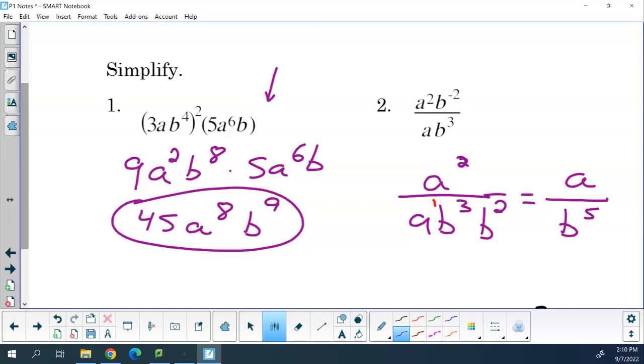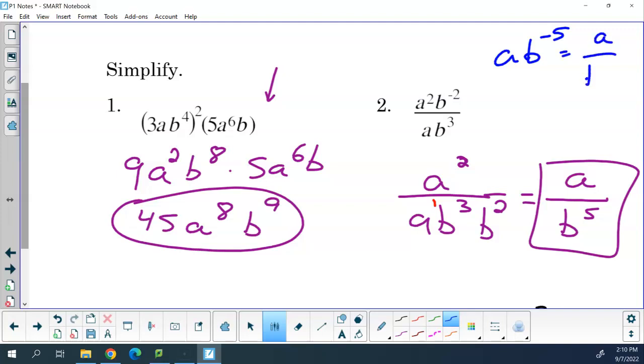In my first class, a couple people left it as a b to the negative 5. We will never leave a negative exponent in our answer. So here, I would need to go one more step to get that same answer, if anyone was thinking about it. Okay? Don't leave negatives. Good? Awesome.